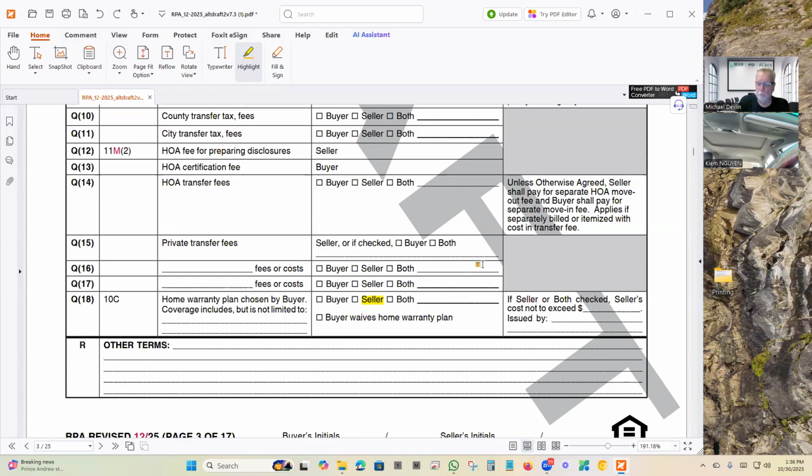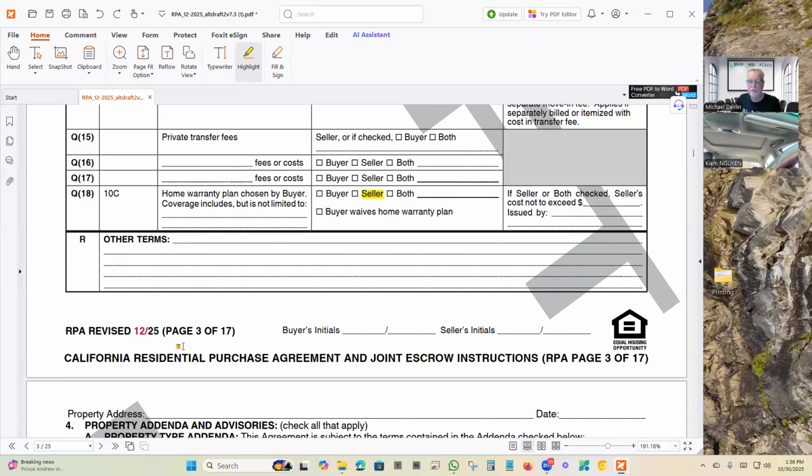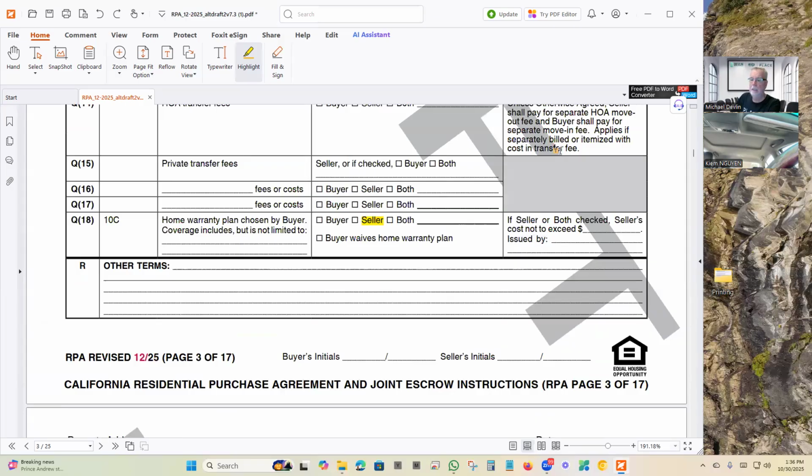Other terms, what might you put in here without having somebody say you shouldn't have said that? If you're related to the buyer or something like that, you could put that in. All right. Agent is related to the buyer, something like that.